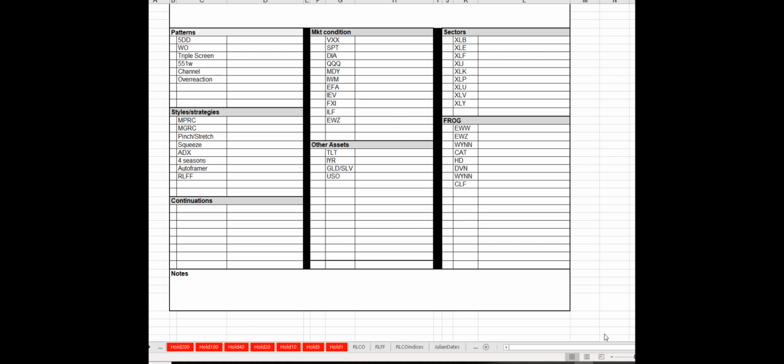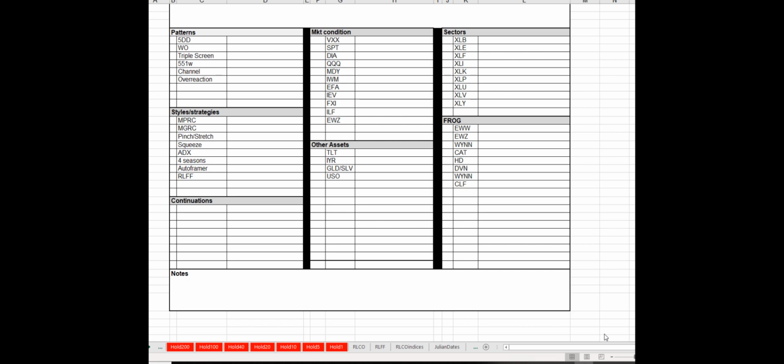Under the styles or strategies, things like max pain range compression, max gain range compression, pinch and stretch, daily squeeze, ADX stat, the Four Seasons of MACD, the Auto Framer RLFF, and then a couple slots in case people have their own hybrid forms of patterns. Under the continuations, we would be noticing anything that we had been trading and the signal was still open and we wanted to project that forward into the new day.